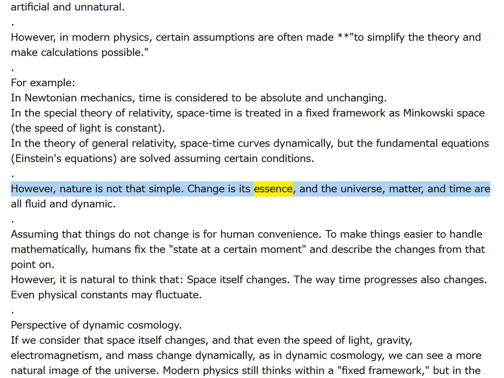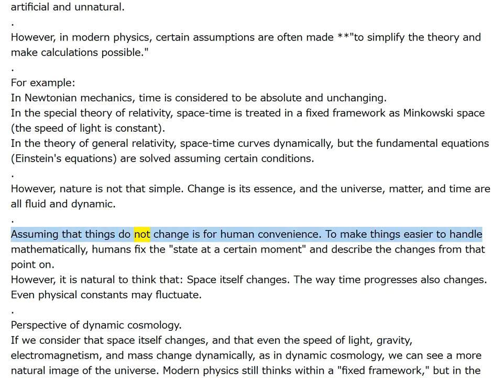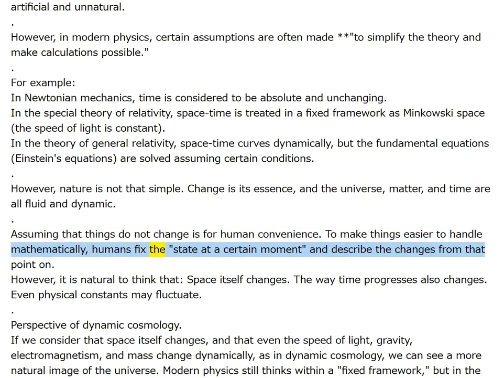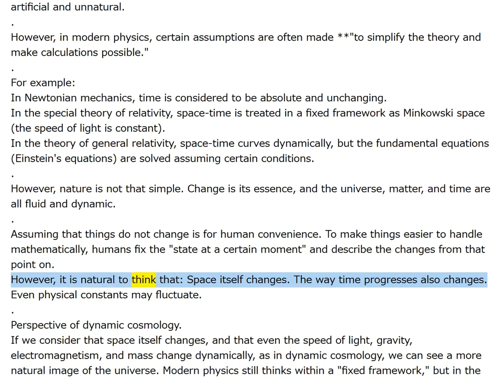Change is its essence, and the universe, matter, and time are all fluid and dynamic. Assuming that things do not change is for human convenience. To make things easier to handle mathematically, humans fix the state at a certain moment and describe the changes from that point on. However, it is natural to think that space itself changes. The way time progresses also changes. Even physical constants may fluctuate.